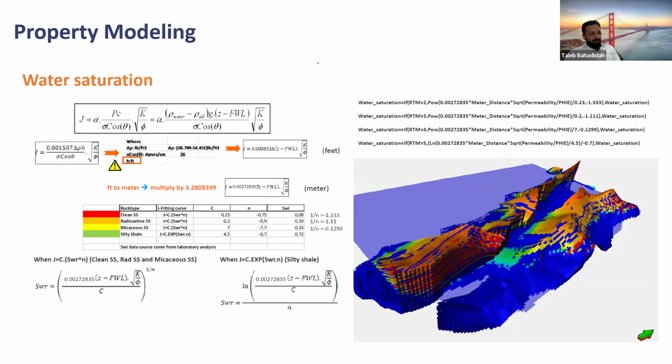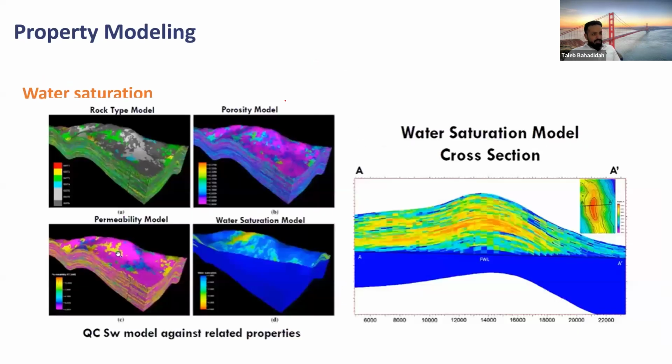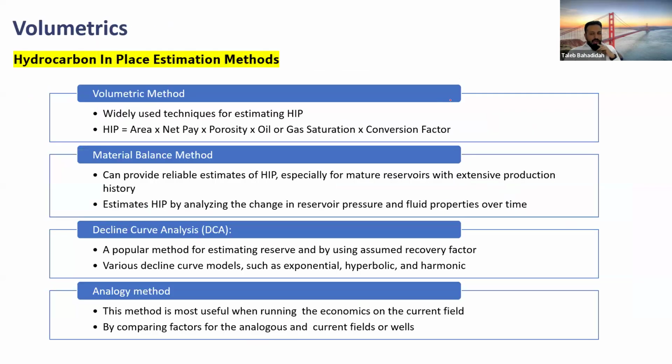Okay, so I'm trying to finalize the slide so that we go to the demo. So here we have the water saturation, rock type, porosity, permeability, water saturation, and here I have a cross section. This is an example. And finally, we have the volumetrics, which is a crucial component of the 3D geological modeling.